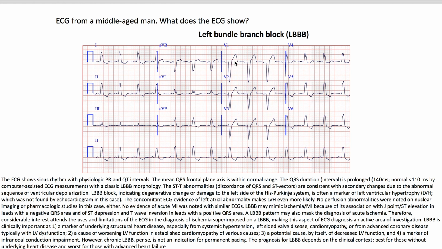No perfusion abnormalities were noted on nuclear imaging or pharmacologic studies in this case. No evidence of acute MI was noted with similar ECGs.